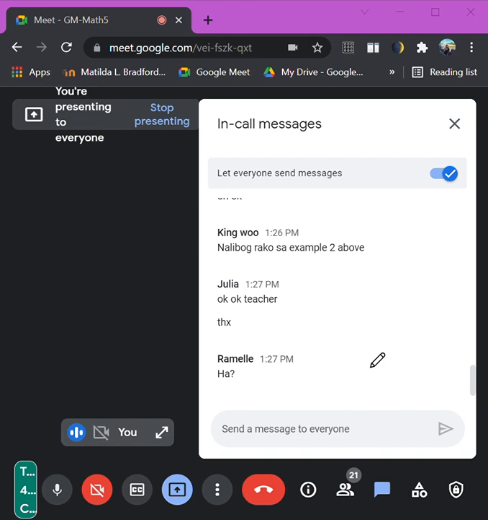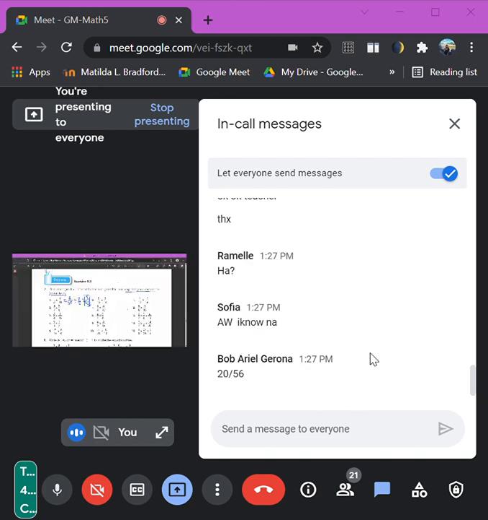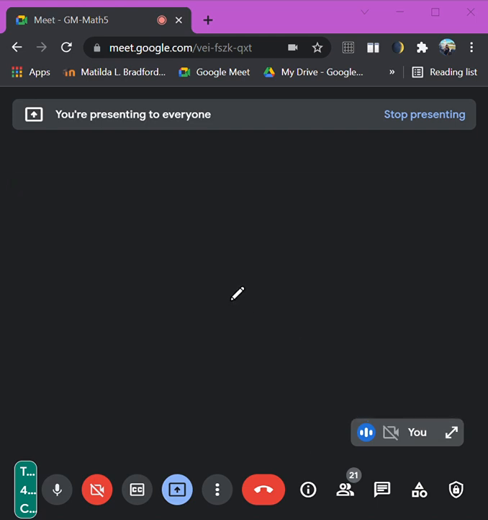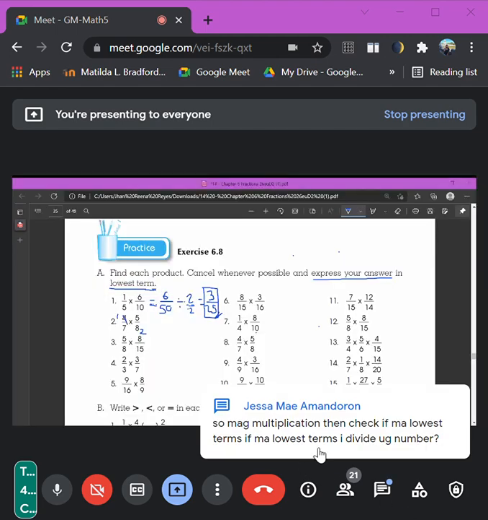Can we cancel here? Yes, 4 and 8. Okay, very good. So we can cancel here 4 and 8, di ba? Kay ang 4 ug 8 kay divisible by 4 baya siya. Sakto, class? Okay, so kani siya, 4 divided by 4, that is 1. And 8 divided by 4, that is 2.